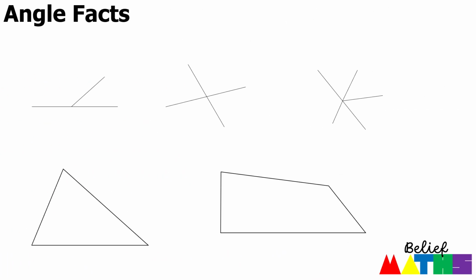Now, angle facts, there's lots of different ways they can ask these. This is just a reminder of the key facts. This is a straight line, and that equals 180. If you've got an x, these are vertically opposite. And that equals, they're equal.